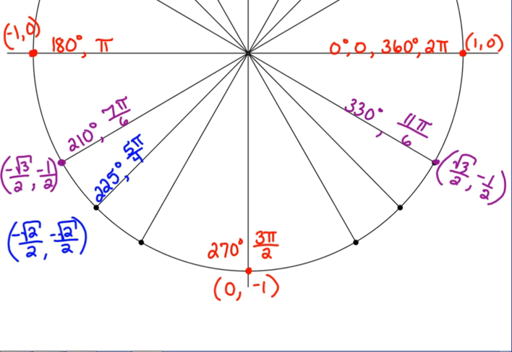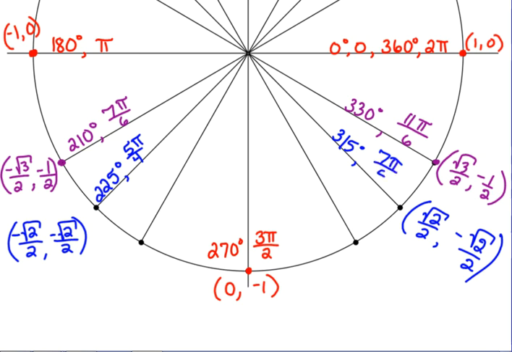And in the fourth quadrant, we've got positive x, positive square root 2 over 2, negative y, negative square root 2 over 2. We are 45 degrees short of 360, so we're at 315. And we are 1/4 pi short of 2 pi. So we are at 7 pi over 4, because 2 pi would be 8 over 4. So 7 over 4 is one less, 1/4 less.